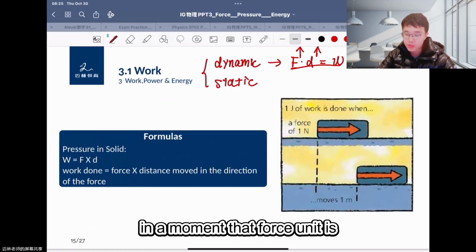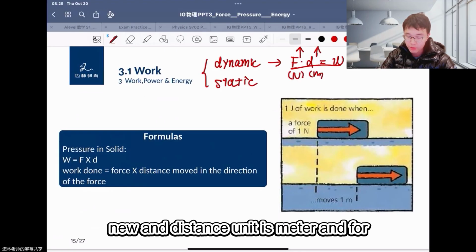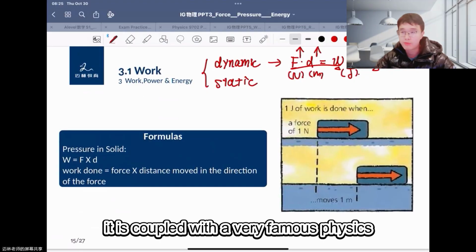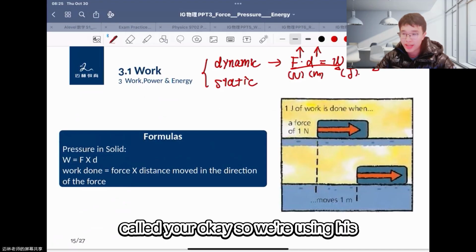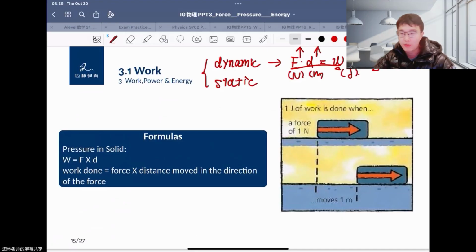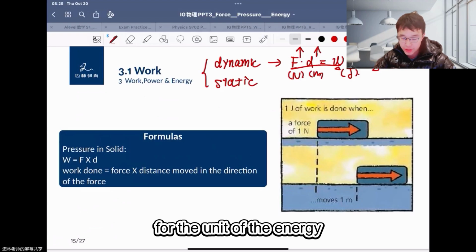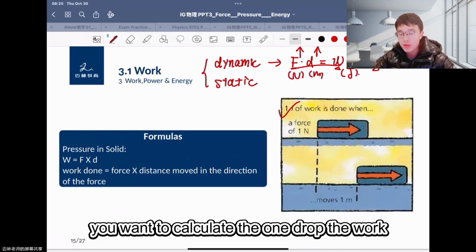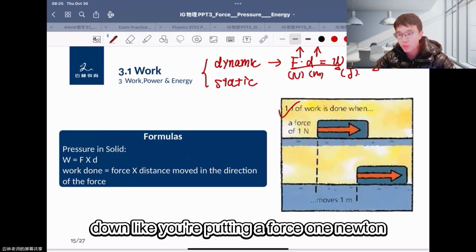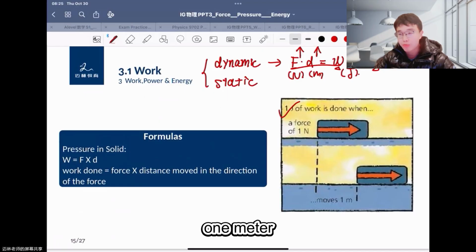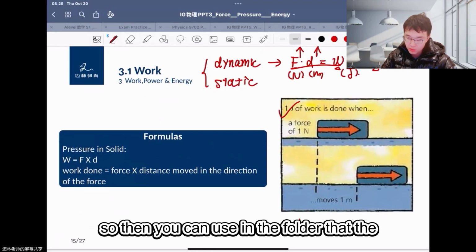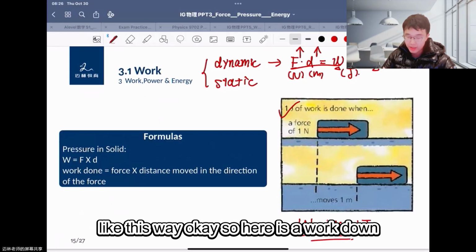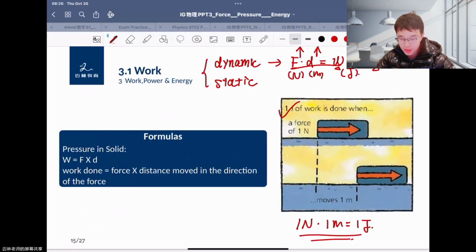Okay. And remember that the force unit is Newton, the distance unit is meter, and the work unit is joule. That is because it is named after a very famous physicist called Joule. So we're using the capital letter of his name to represent the unit of energy. Okay. So please remember that in this figure, if you want to calculate 1 joule of work done, you put a force of 1 Newton on an object and make it move 1 meter. Then you can use the formula: the force 1 Newton times the distance 1 meter equals 1 joule, like this way. Okay, so here is a work done on this substance.